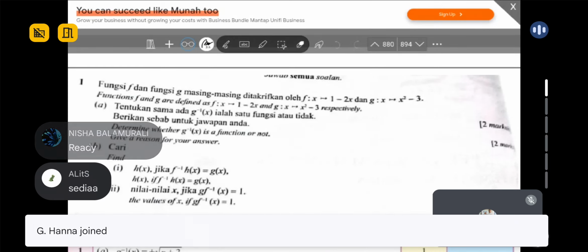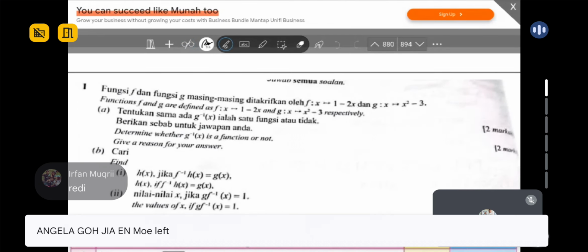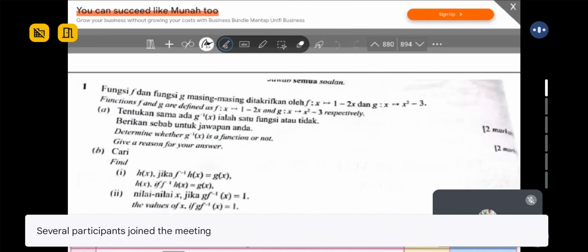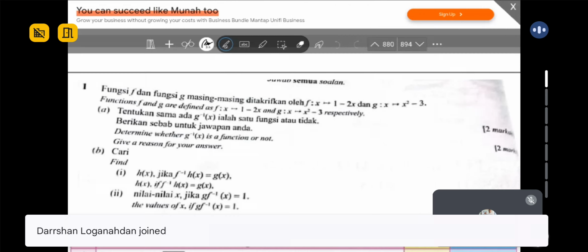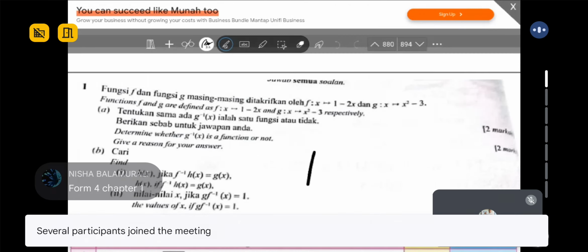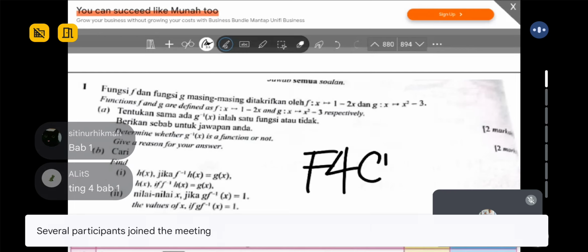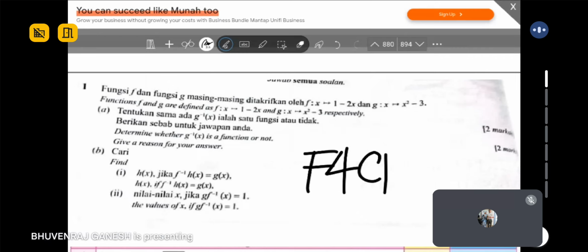Okay, ready ya? Okay, so we start with question 1. Soalan pertama. Okay, this one is an actual SPM paper question. When you see this question, may I know which form, which chapter? Bab apa, tingkatan berapa? Anyone? Cuba komen. Yes. This is Form 4 Chapter 1 guys. Tingkatan 4 bab 1. Correct. Okay, about functions. Fungsi.